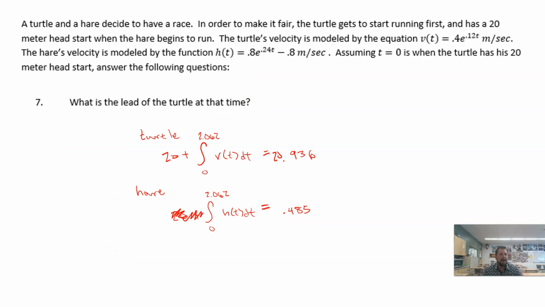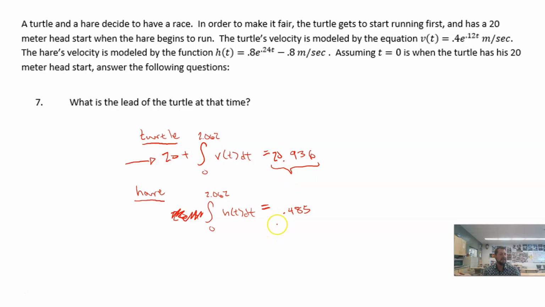Once I know that, what I have to do is find the lead of the turtle at that time. The way that we do that is for my turtle, I take my initial condition, because I found that he got a 20-meter head start, and I add the integral from 0 to 2.062. That will tell me how much further he has gone from when he started until when his lead is going to be the largest. So his distance there is 20.936. So that is the turtle's position at that time.